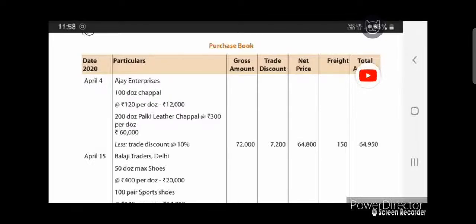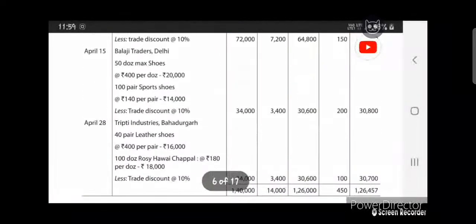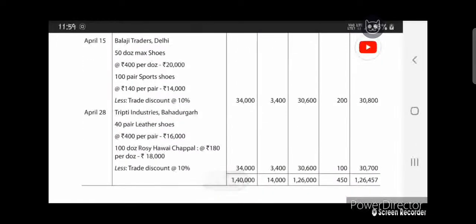The trade discount they have offered is 10%. So 7,200 is the trade discount. The net price is 64,800, and the freight they are asking is 150 rupees. Therefore the total amount that you are paying to Ajay Enterprise is 64,950.